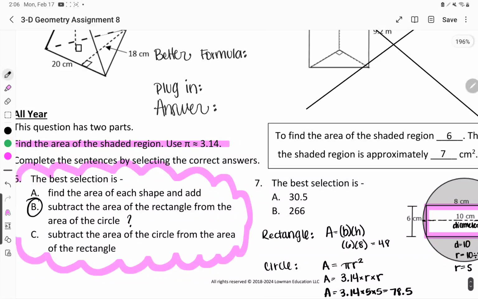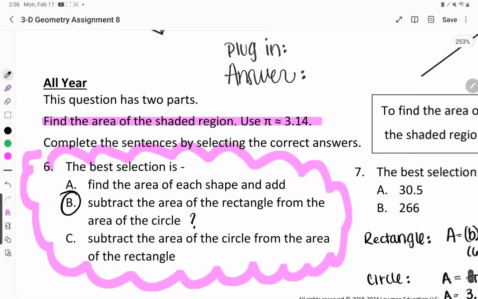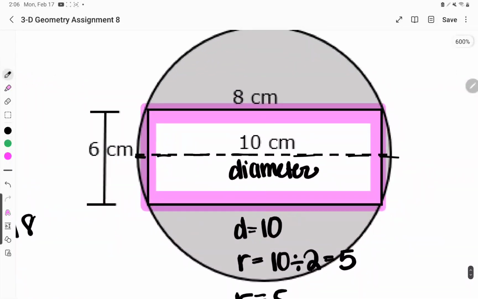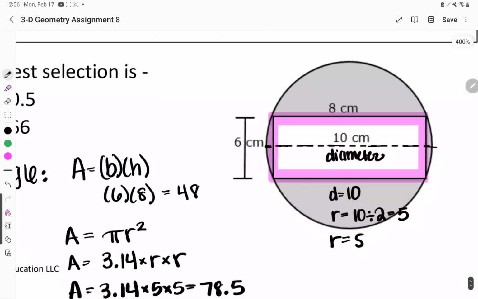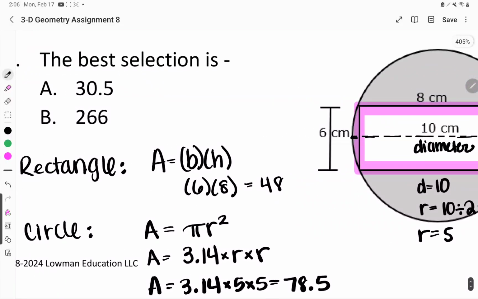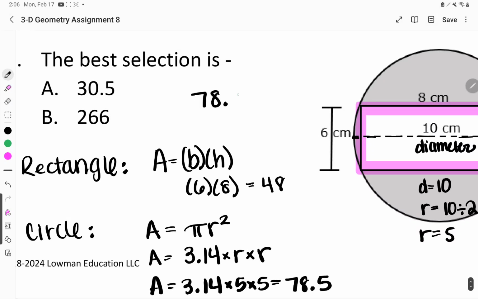Now, way over here, we said, hey, how do I find the area of this thing once I find the area of the circle and the rectangle? We subtract them. It's cut out. We subtract for cutouts. So I would do 78.5 minus 48. Remember, the bigger number minus the smaller number. You can't have negative area. That's going to give me 30.5.